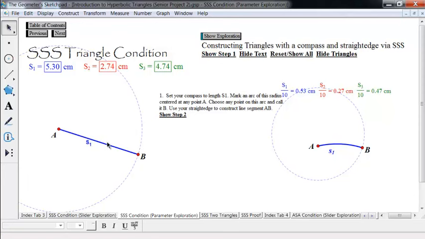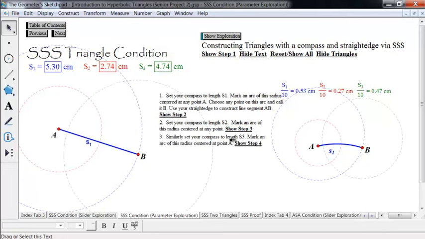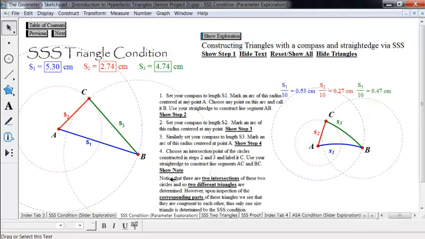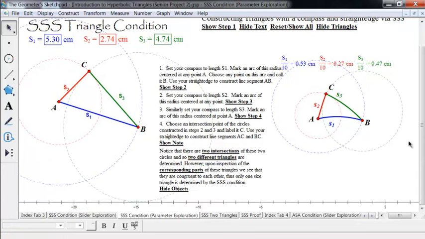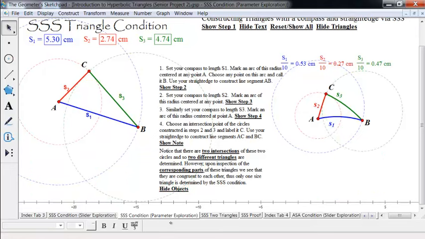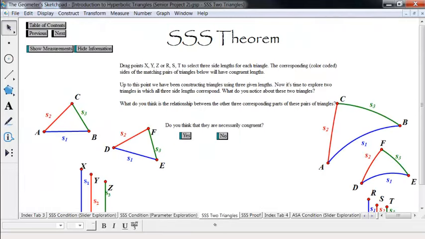So start by making your length. Then the next thing you do is you go out a certain distance that's given to make a circle there, and then finally connect them up. And he also points out there are actually 2 intersection points, 2 different triangles, but all the corresponding parts are congruent.